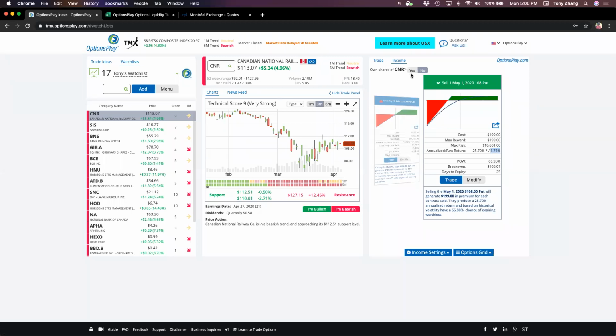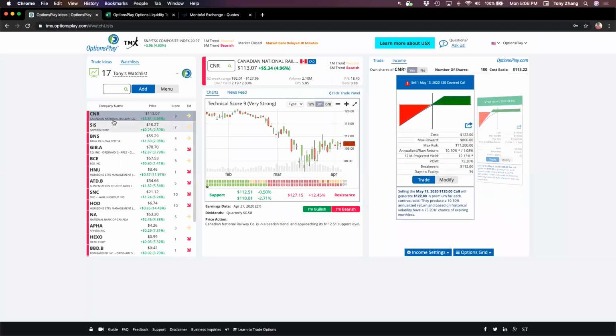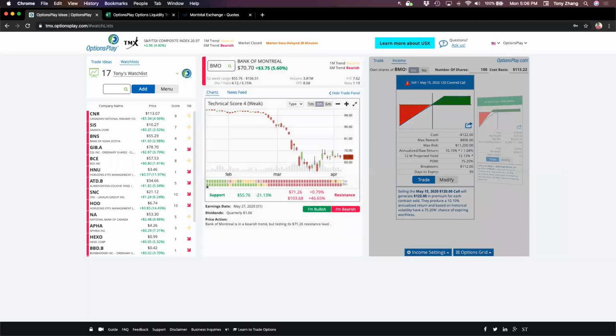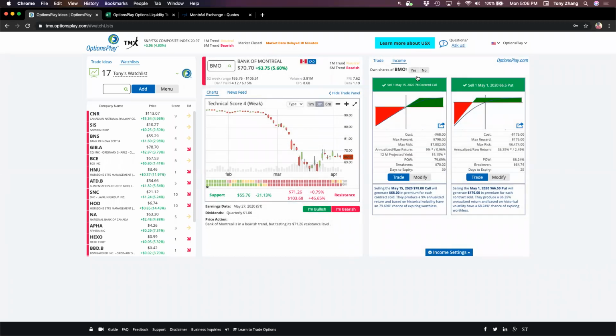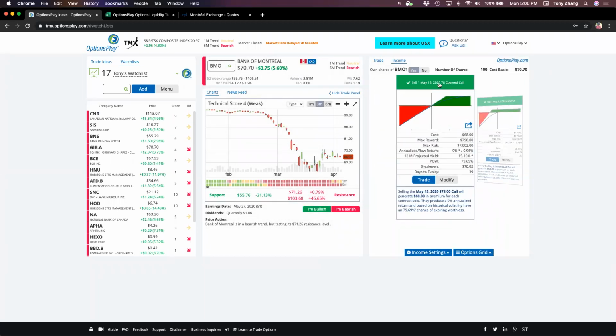Vice versa, if you're looking to sell a call option on a stock that you own, let's go back to maybe some of the banks. But let's say you own BMO, very popular stock that many of you own in your portfolio. This is telling me to sell a May 15th $78 covered call. This generates $68 in income, which is 0.96% of the underlying stock price in 39 days.